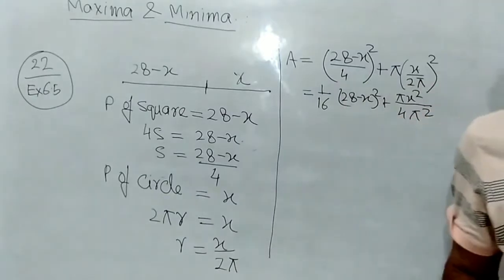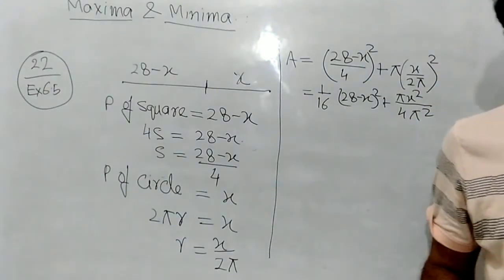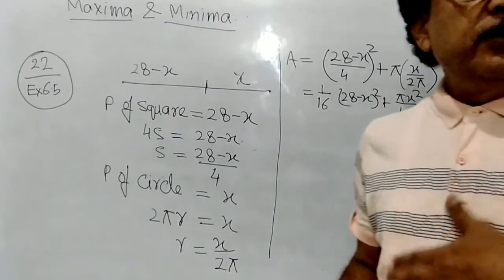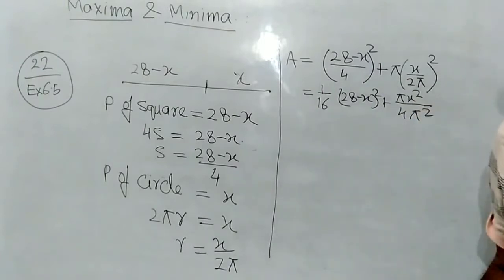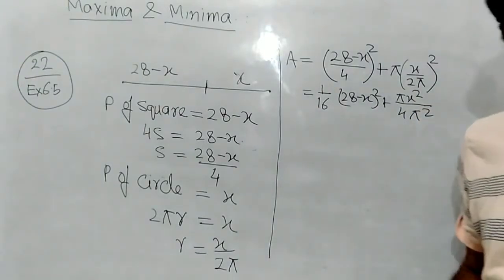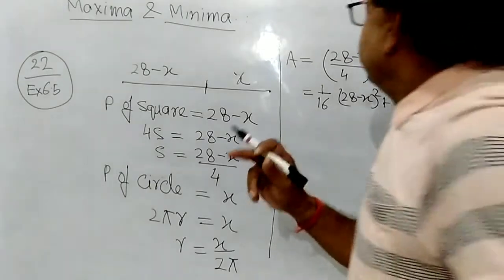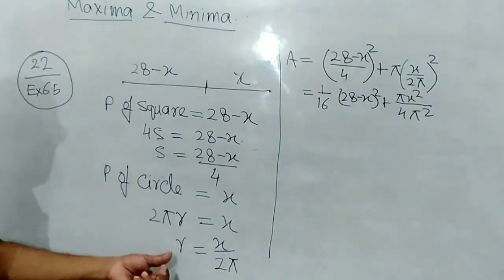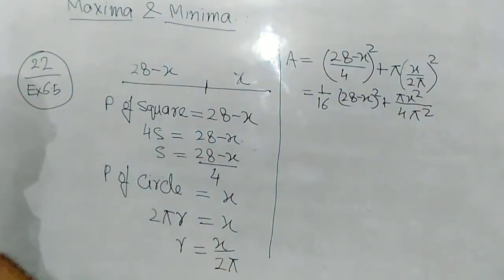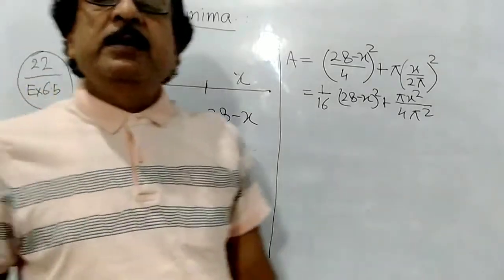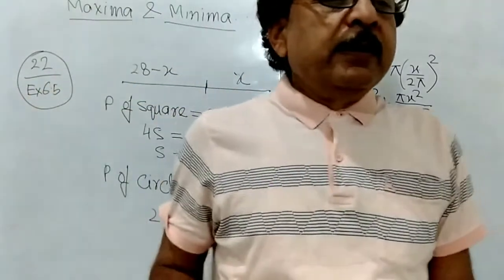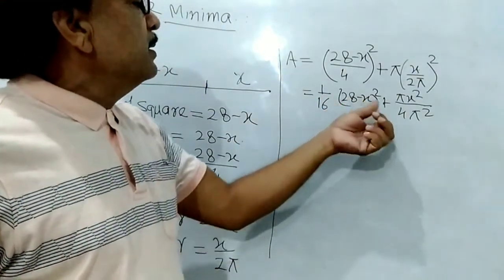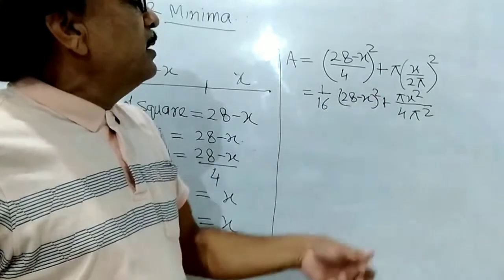So now, in this 4 pi square, you can write here 1 upon 16, 28 minus x whole square, plus pi x square upon 4 pi square. Now you can take 2 by 16 as common here. Where is the 28 minus x whole square?